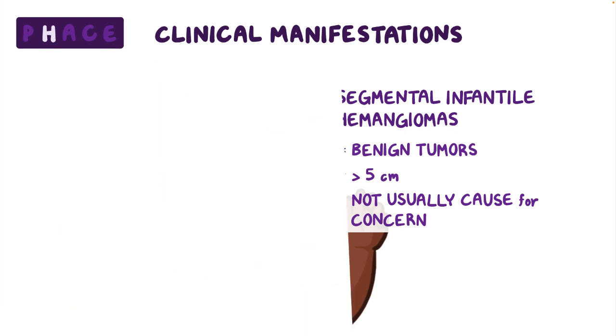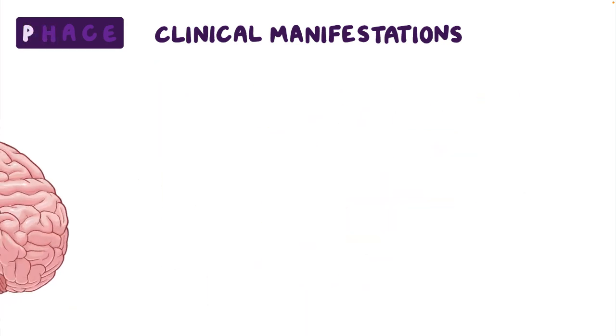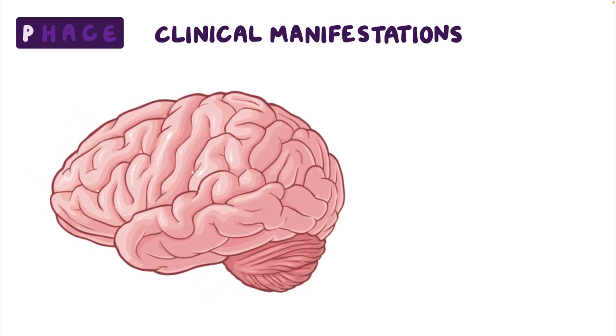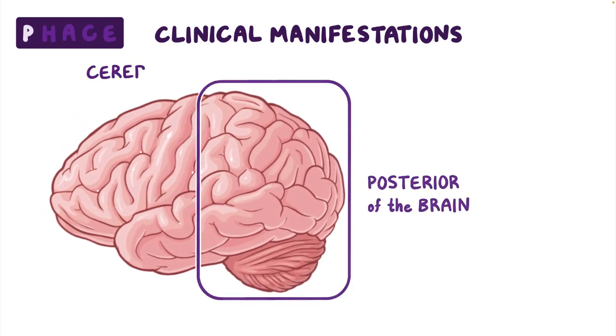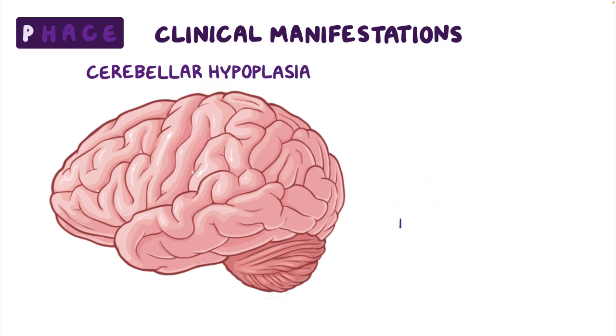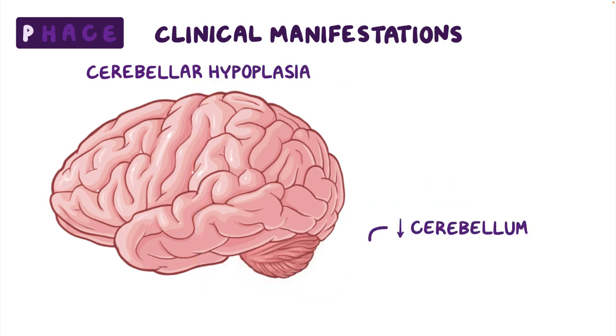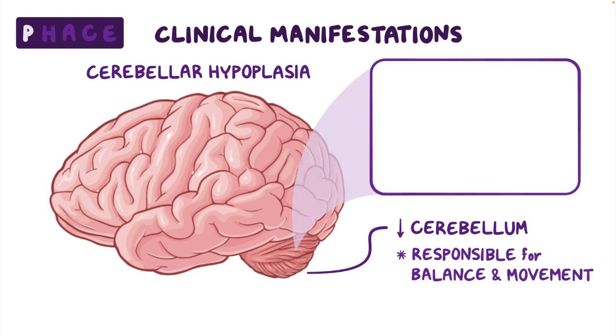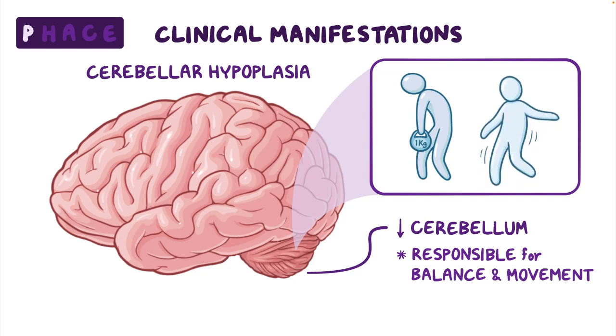Individuals with PHACE syndrome may also have structural brain abnormalities that typically affect the posterior or back of the brain, such as cerebellar hypoplasia, which is an underdevelopment of the cerebellum, a brain structure responsible for balance and movement. This can manifest as low muscle tone or difficulty standing or walking.